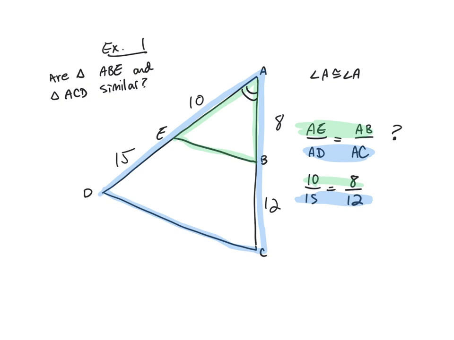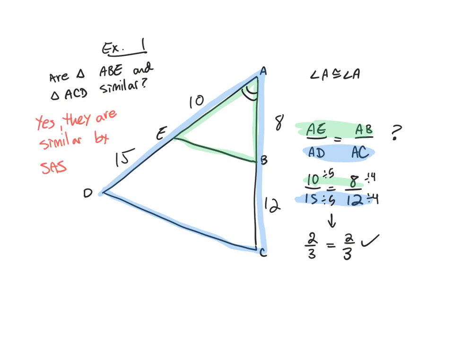Okay, so now let's see if this proportion's true. One way to find out would be to cross multiply. You could also simplify both ratios. I'm going to go the simplification route. Doing that gives me 2 over 3 equals 2 over 3. And that's true, so my sides are proportional. So now I can say that these triangles are similar by side-angle-side similarity.